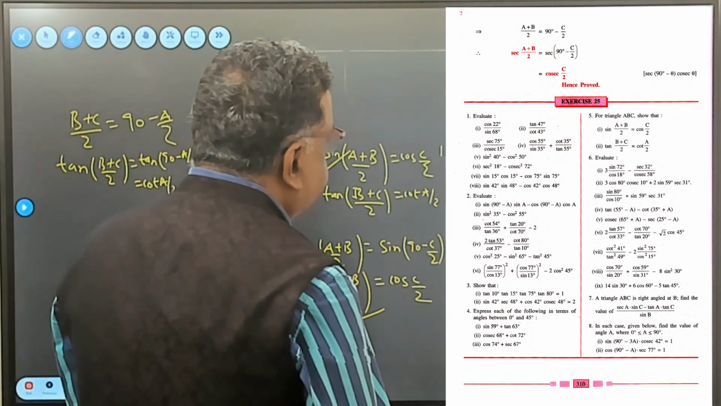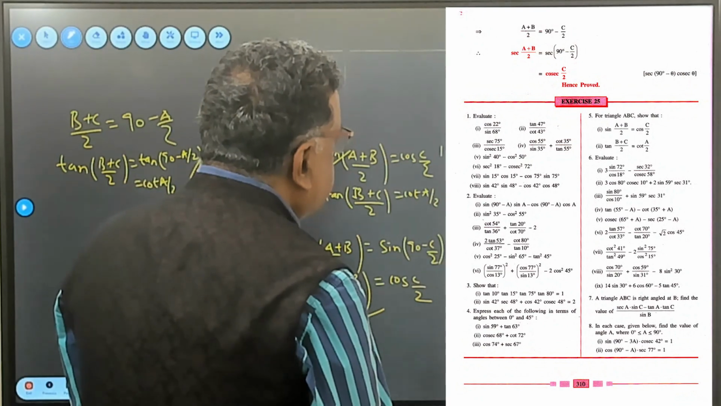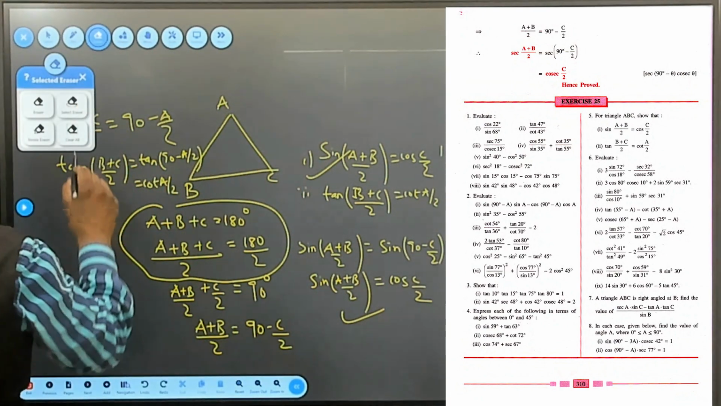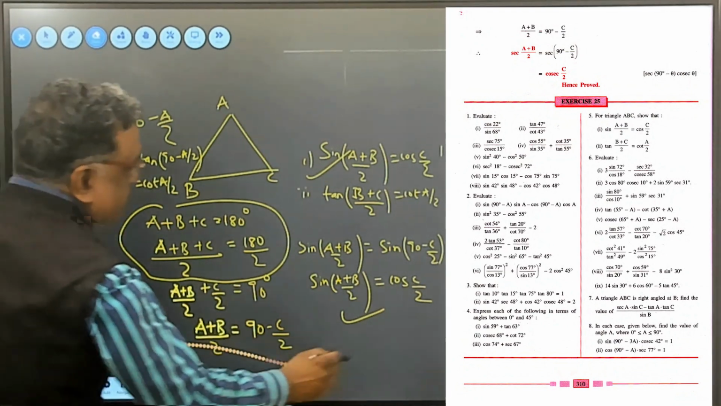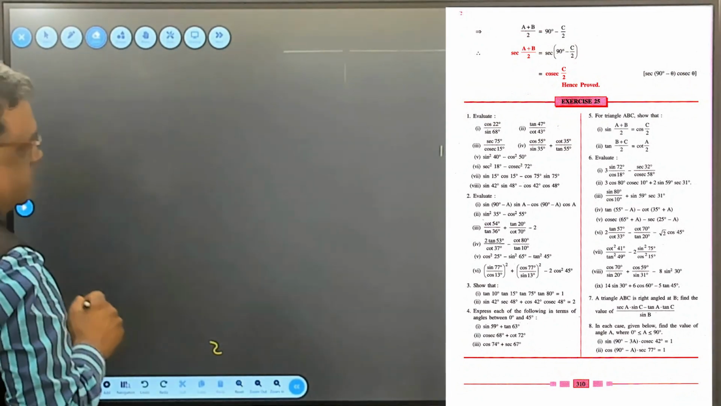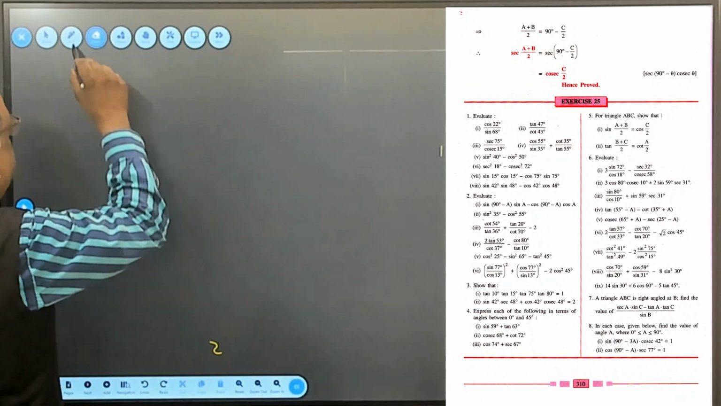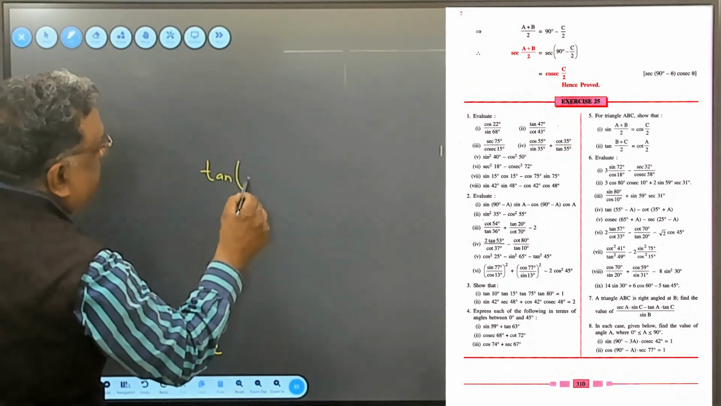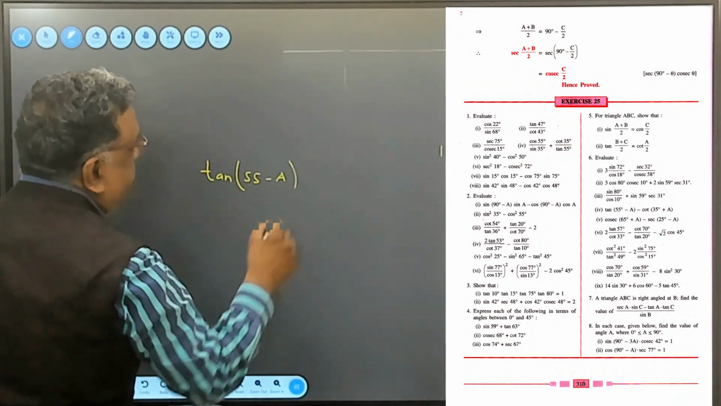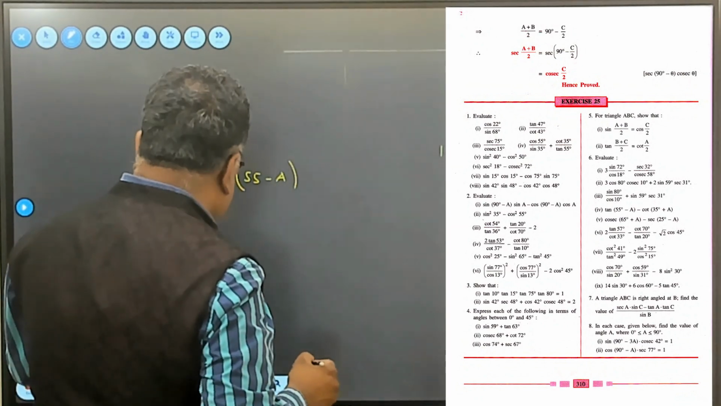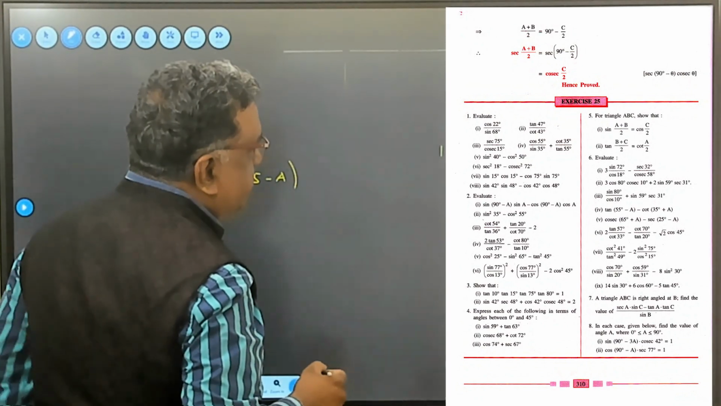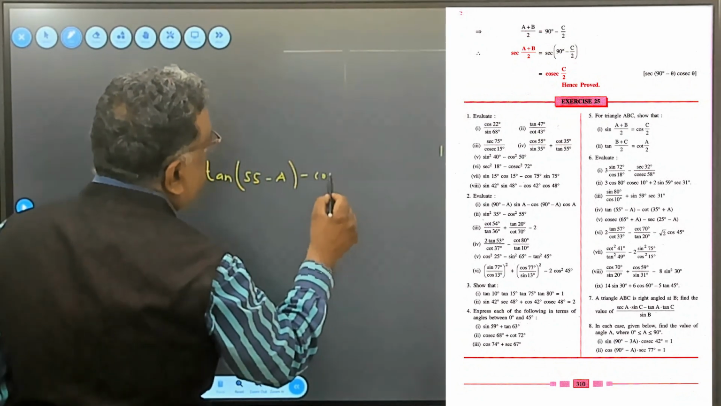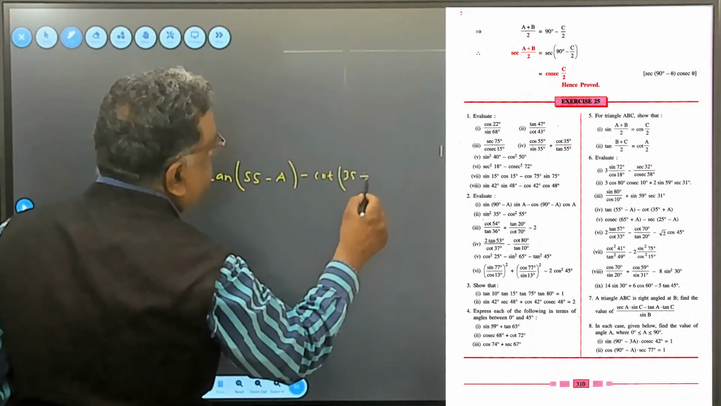So let us take some interesting sums. Sixth, fourth sum. You have to evaluate tan of (55 minus A) minus cot of (35 plus A). What do you do?